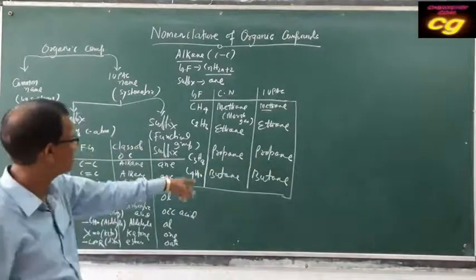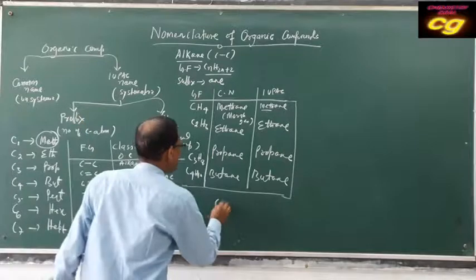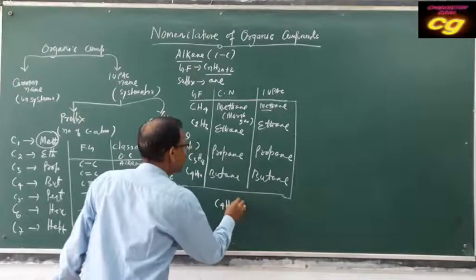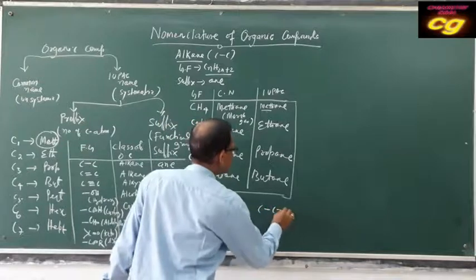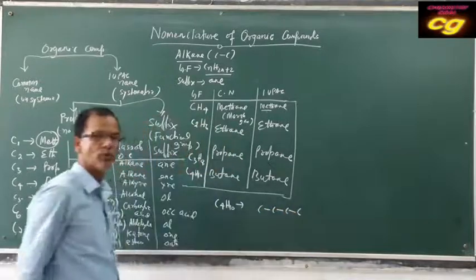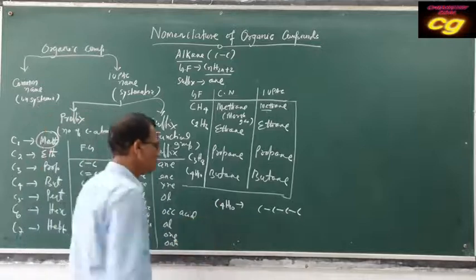But what is the structure? Let it be C4H10. I can draw the structure. The technique, remember: draw 4 carbons, 1, 2, 3, 4, like this, then fill up with hydrogen.